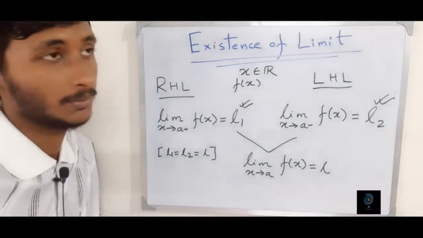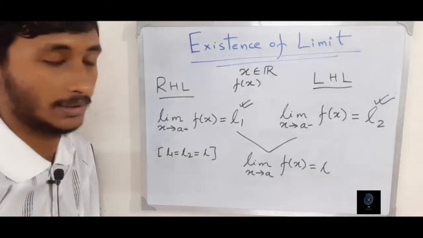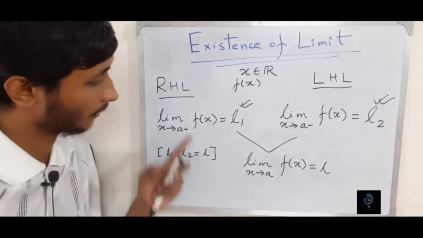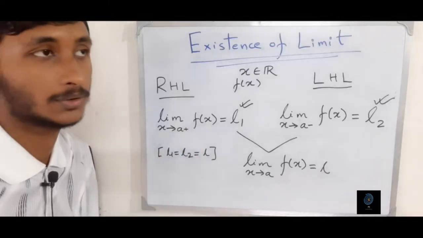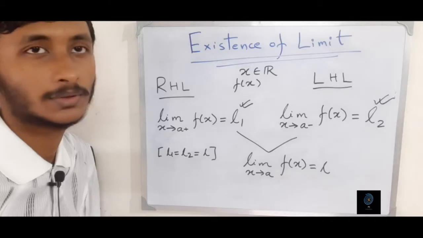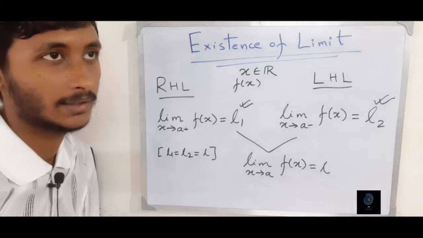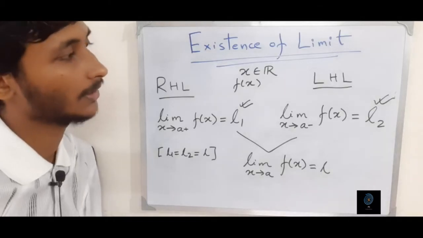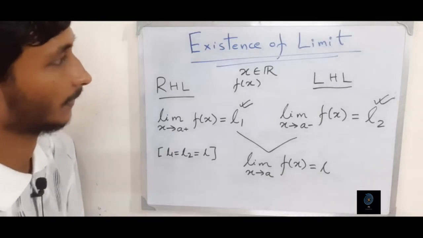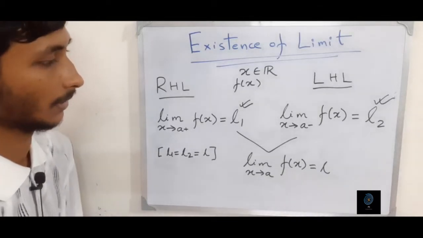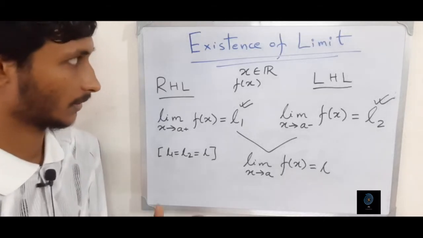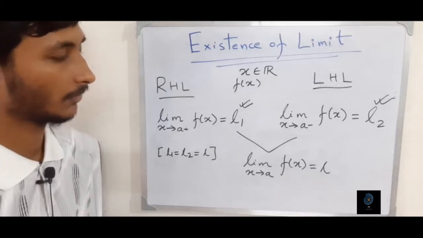Like in the first example, when x approached 1 from the left hand side, f(x) approached the value 2, and when x approached 1 from the right hand side, then also our f(x) approached the value 2. So in that case we can write limit x tends to a f(x) equal to L. So what is the condition for the limit of a function to exist?